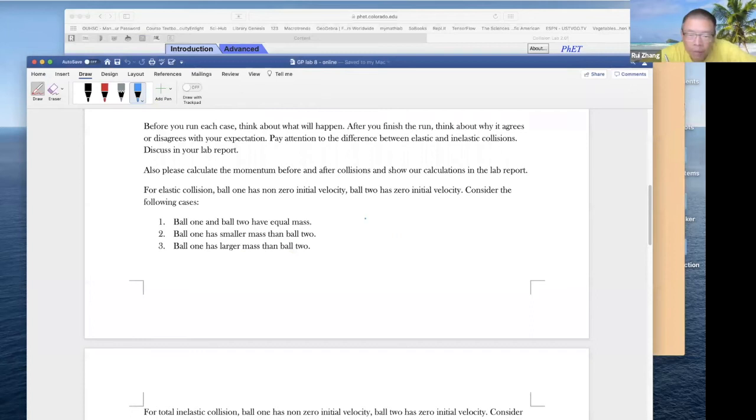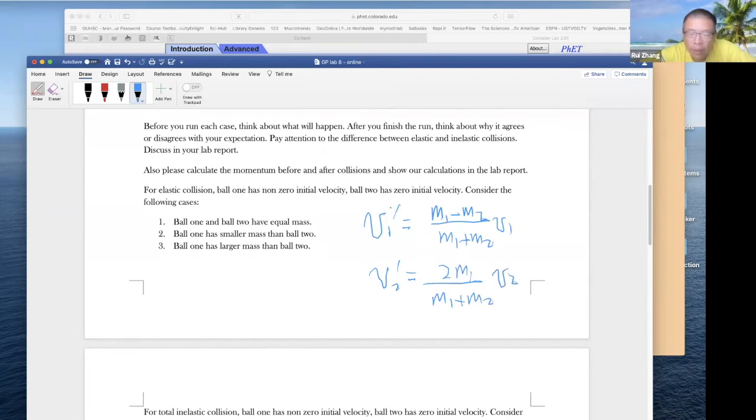In that case, remember we have V1 prime equals 2 M1 minus M2 divided by M1 plus M2 times V1, and then V2 prime equals 2 M1 divided by M1 plus M2 times V1. These two formulas let you predict the two final velocities given the equations of conservation of momentum and conservation of energy. You don't need to know this to do the lab, but it's interesting to check. They actually work, okay?